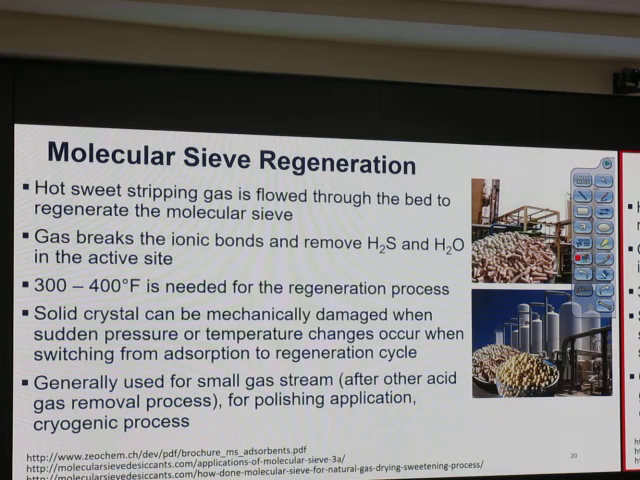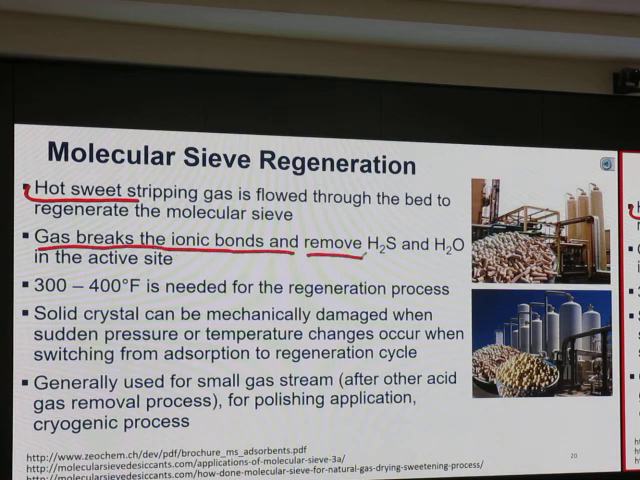It is used by having gas flow through the bed, and from time to time we have to regenerate it. Hot sweet gas breaks the ionic bond and removes H2S and H2O from the active site. So this is how we regenerate it. We use it several times, then it stops working. What do we do? We flow hot sweet gas through it to make it work again.